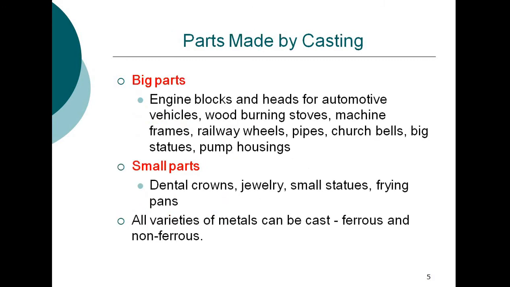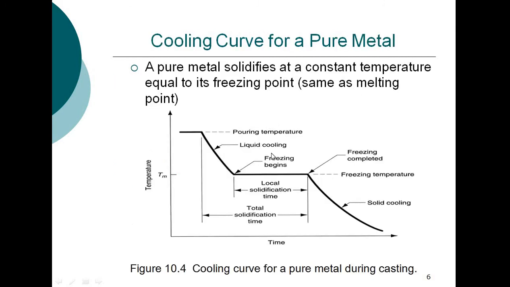This is a list of parts made by casting, from the engine block, vehicle and automotive parts, to wheels, pipes, and pump housings. You see plenty of things around you made by casting, and small parts such as dental crowns, jewelry, small statues, and frying pans, in many metals, including ferrous and non-ferrous.